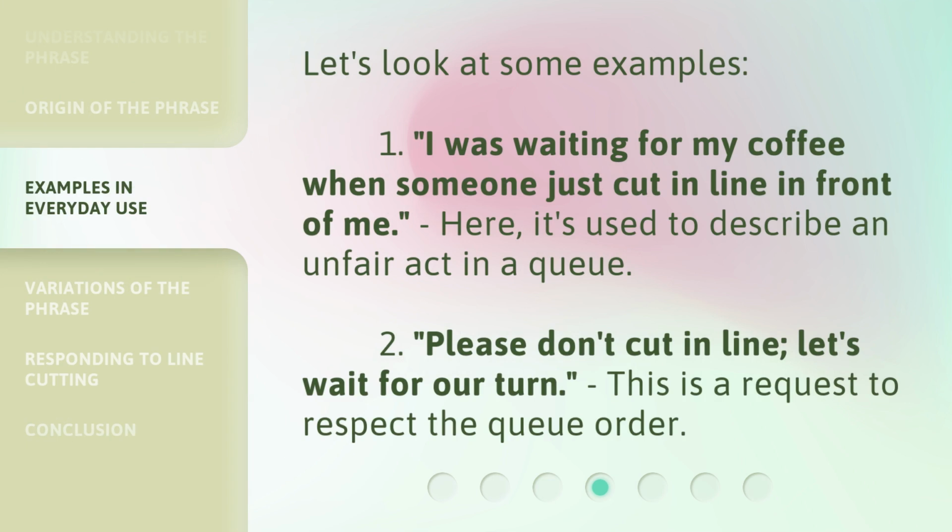Let's look at some examples. 1. I was waiting for my coffee when someone just cut in line in front of me. Here, it's used to describe an unfair act in a queue. 2. Please don't cut in line. Let's wait for our turn. This is a request to respect the queue order.